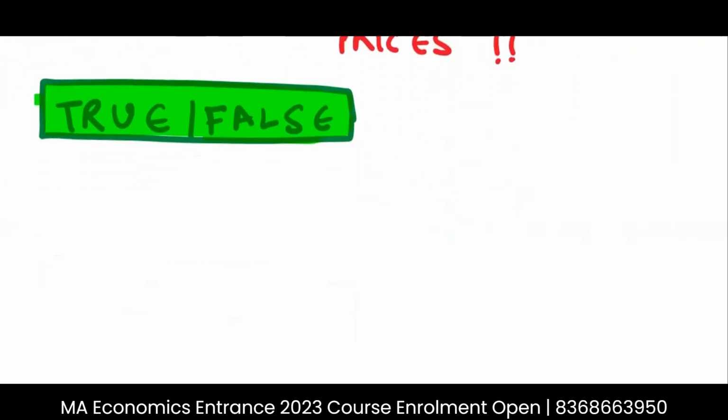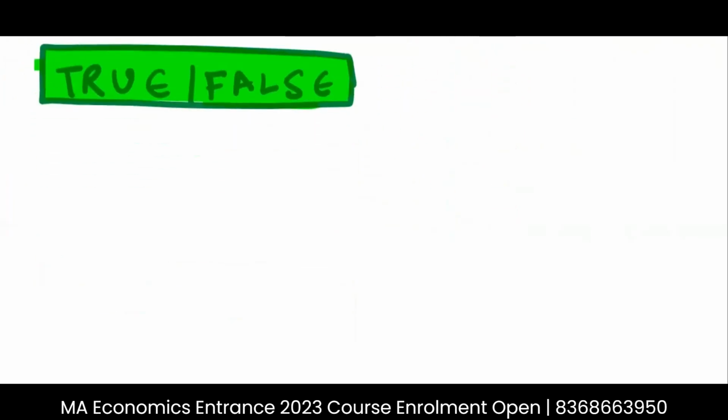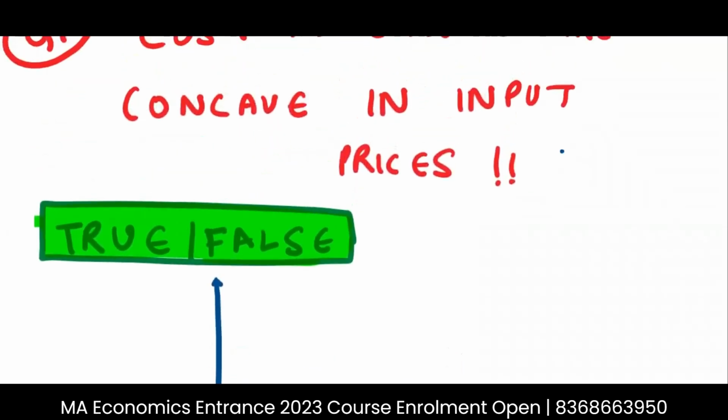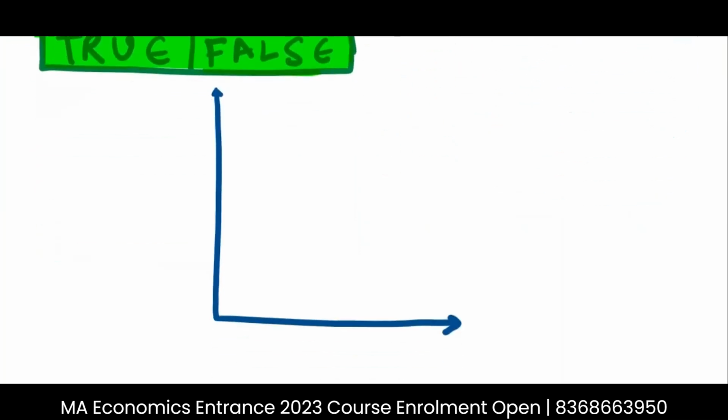Okay, let's do it together. So very, very simple question. To prove this, I'm going to go ahead and draw the following. So first of all, my answer is that this is true. Let's check how. So I will take wage here, and on the y-axis, I'm going to take cost. Very, very simple proof.